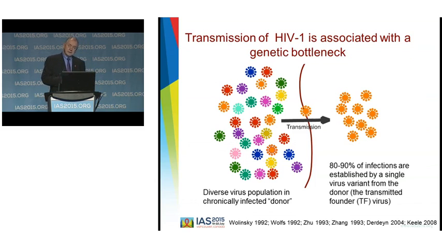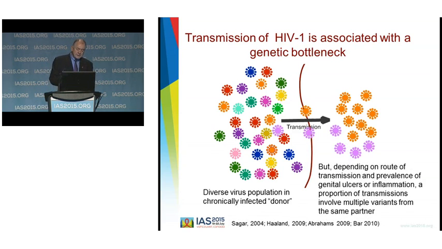What's been very clear now since the early 90s, with papers from Walensky and Wolfs, is that this genetically diverse population of viruses that we see in the transmitting partner, that I'll frequently refer to as the donor, is contracted down genetically. It undergoes a genetic bottleneck during transmission, so that 80 to 90% of infections are established by a single virus variant from the donor, and we now call this virus the transmitted founder virus. It's the virus that establishes infection, and I think it's important to point that out because we do now believe that more than one virus may be transmitted to the uninfected recipient, but it's the one that actually establishes infection that we're most concerned about.